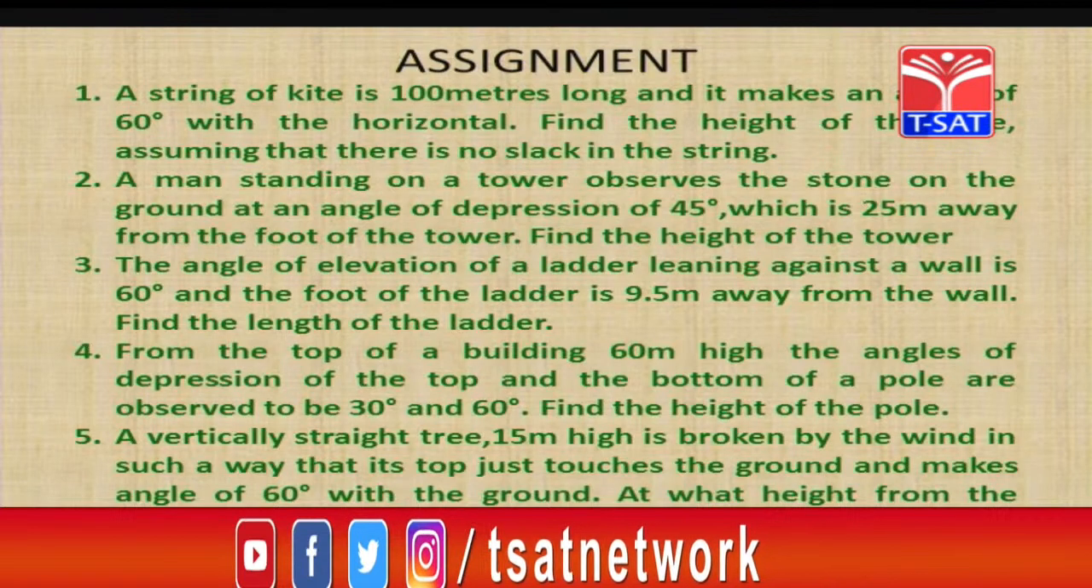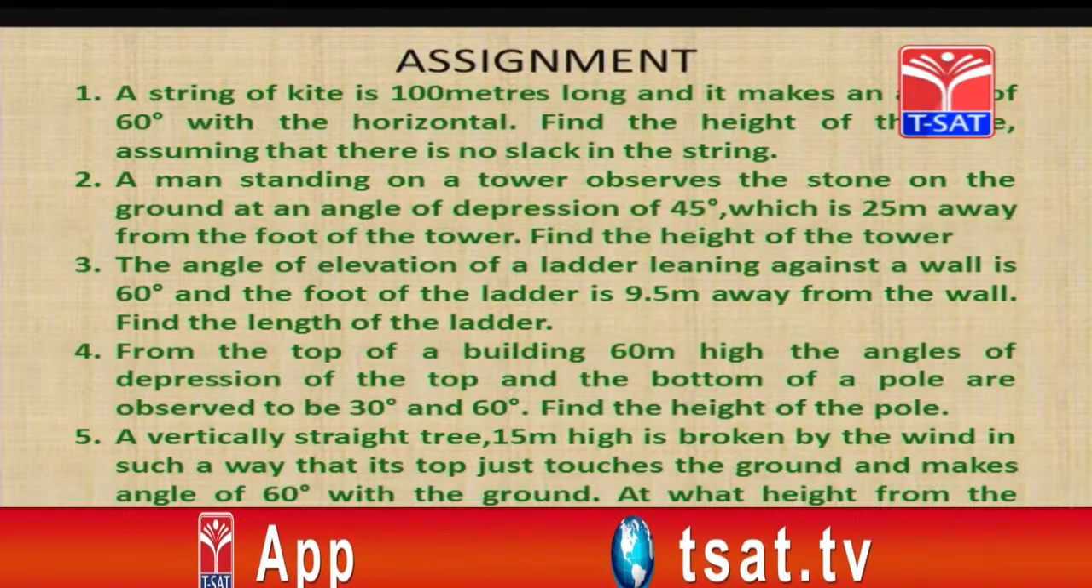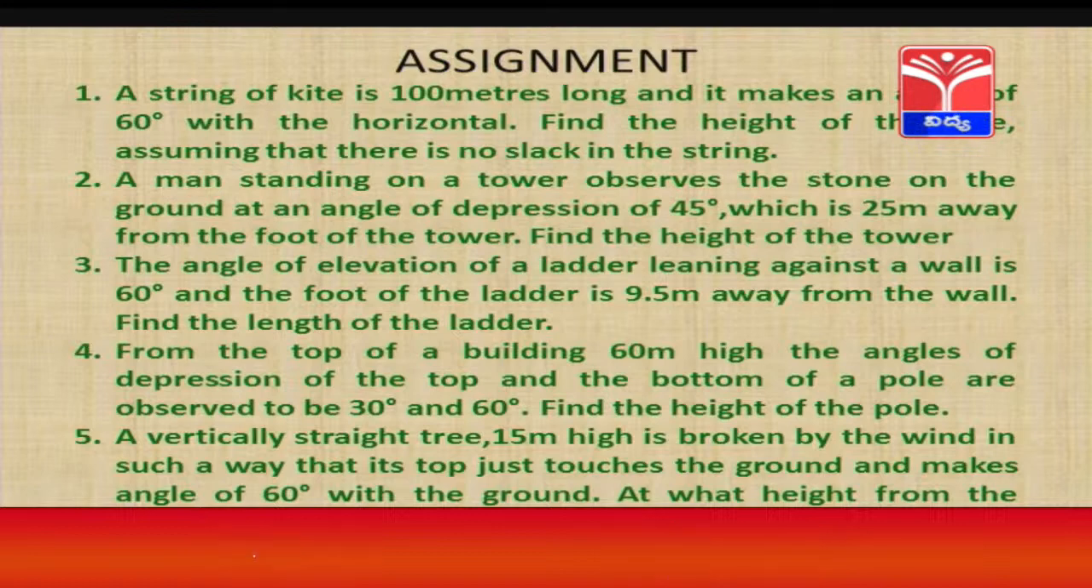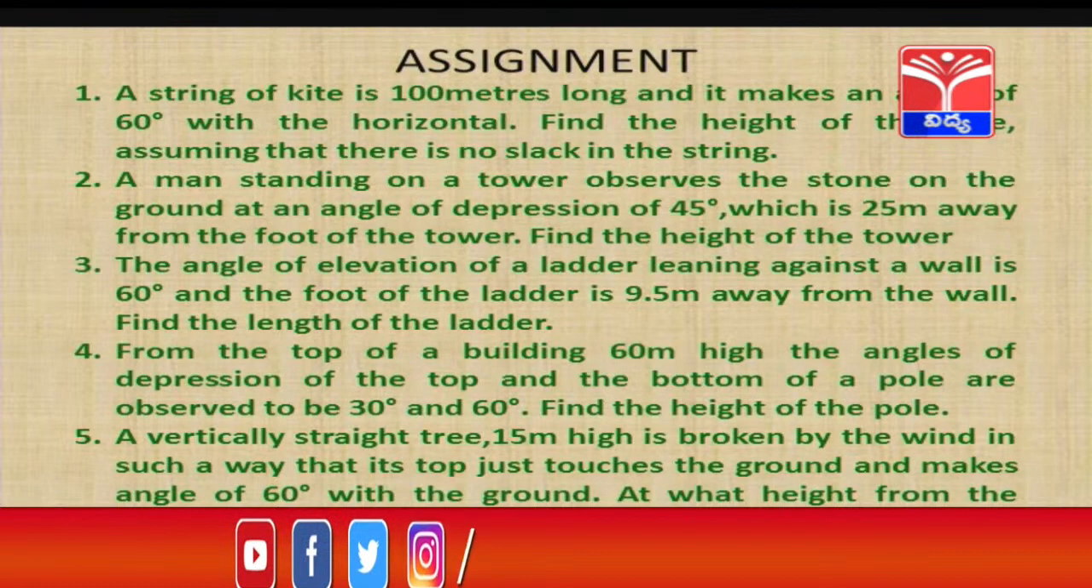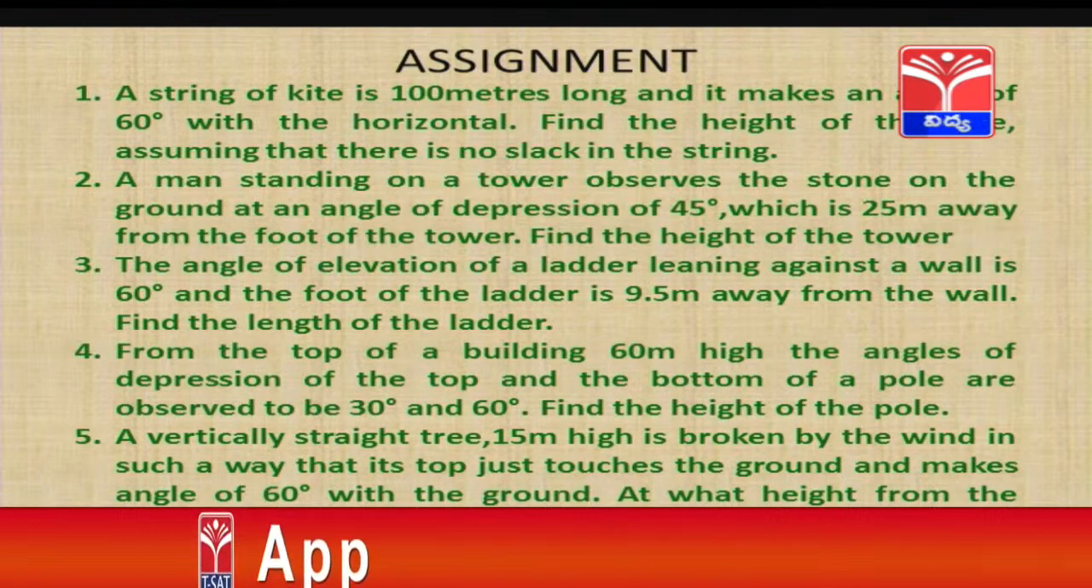Question number 5, a vertically straight tree which is 15 meters high is broken by the wind in such a way that its top just touches the ground and makes an angle of 60 degrees with the ground. At what height from the ground did the tree break?